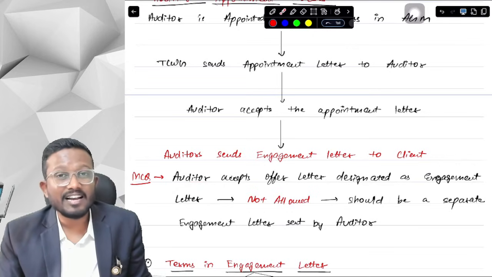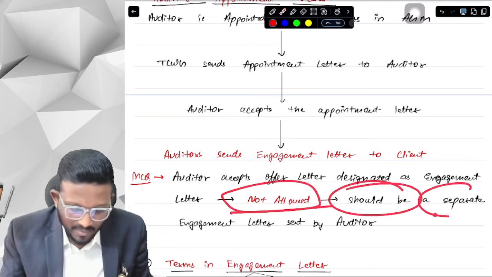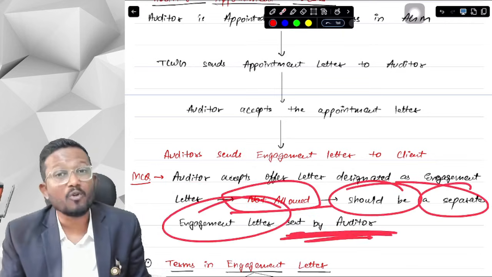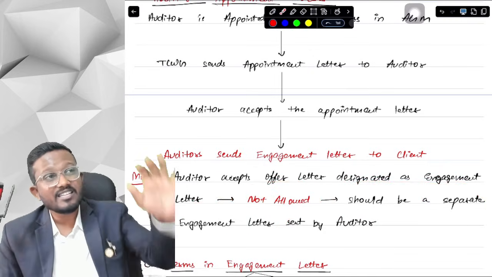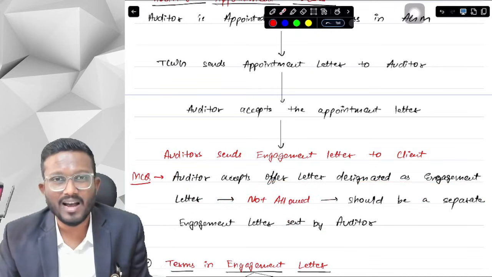Can the appointment letter and engagement letter be the same? No, sir, it cannot be the same. It's not allowed. There should be a separate engagement letter which needs to be sent by the auditor only. We cannot accept the client's appointment letter as an engagement letter. We need to send an engagement letter separately by the auditor.